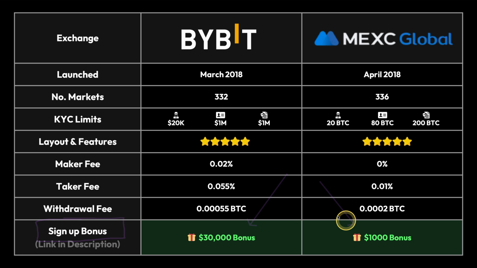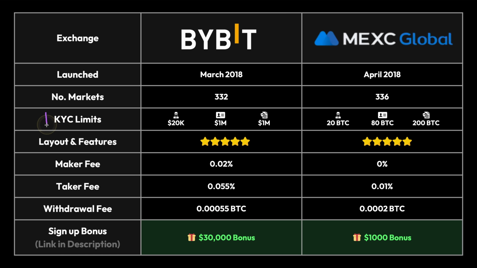You can see the platforms both launched in 2018, so have quite a bit of experience, and there's no difference here. Also, speaking of the number of different markets, so how many different coins or trading pairs you can trade on here, you can see they both offer many different trading pairs, so there's no big difference here as well.